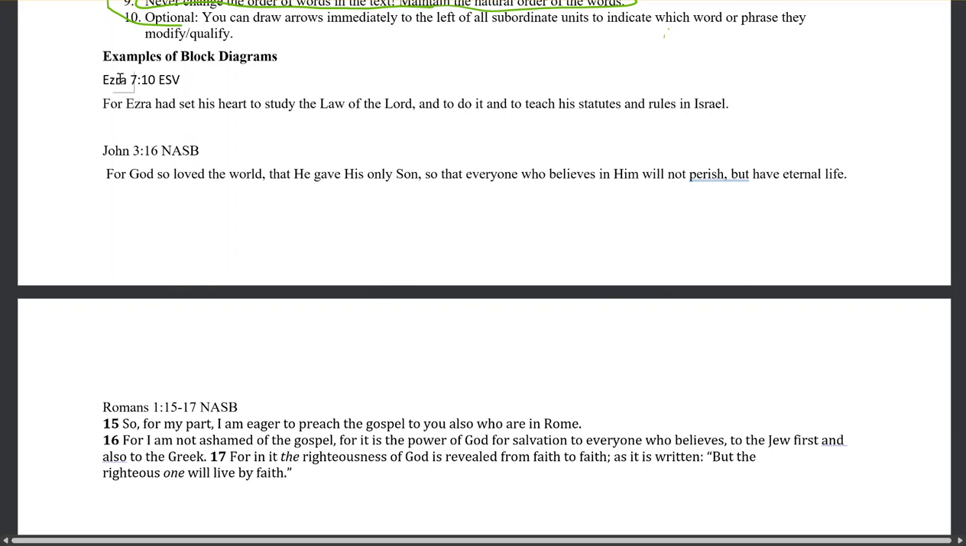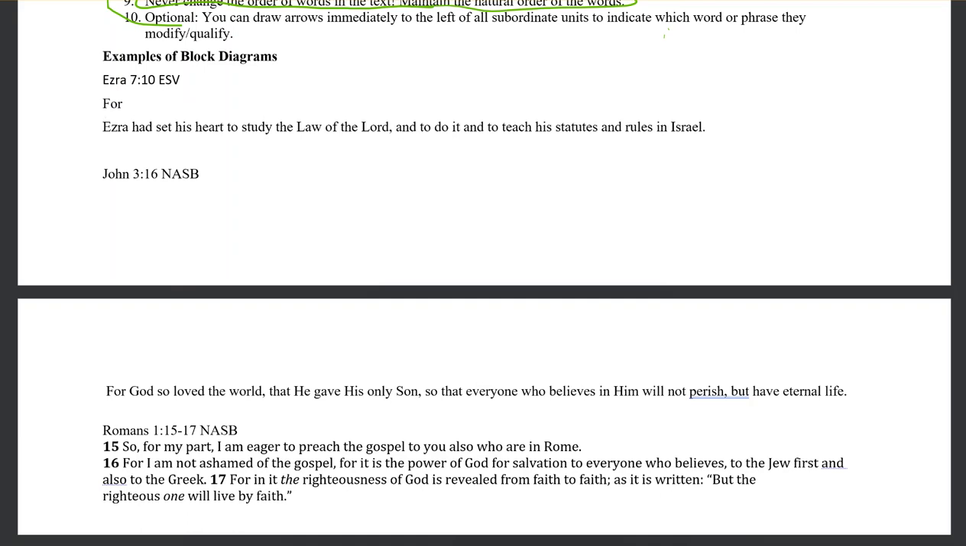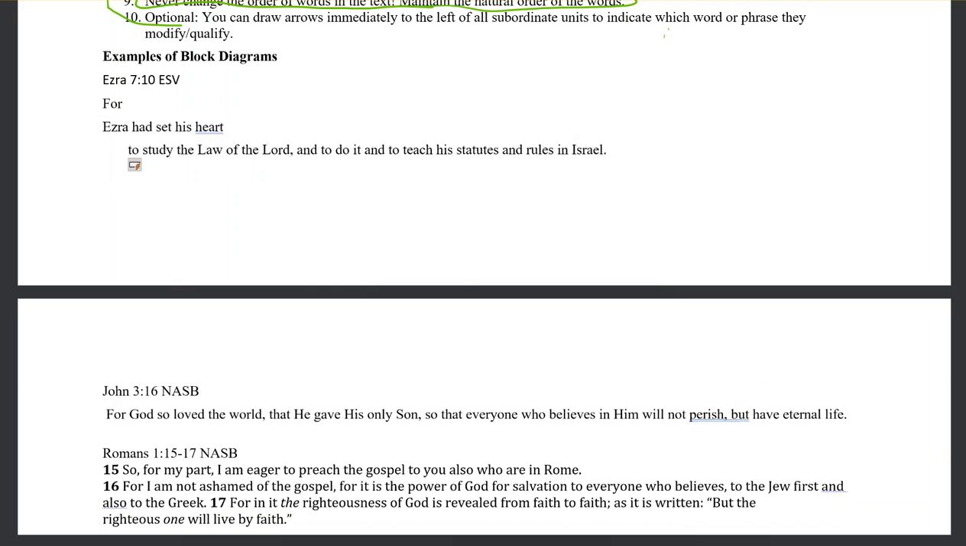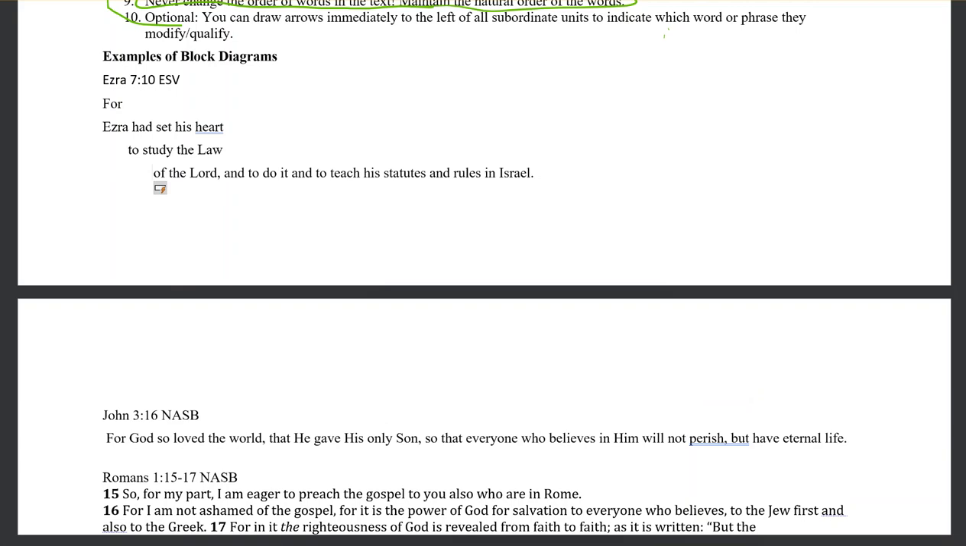Now I'm looking at Ezra 7. "For Ezra had set his heart." Okay, Ezra had set his heart to do what? To study the law of the Lord. This is: he set his heart to study the law of the Lord.